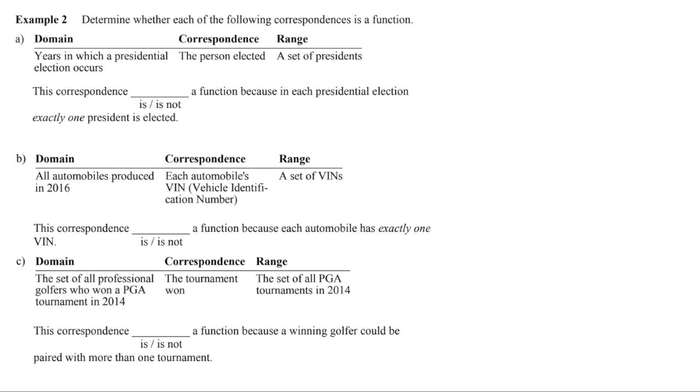Now let's look at appointing a president. Determine whether each of the following correspondences is a function. It's telling us that the domain is the year in which a presidential election occurred. The person elected is the correspondence, and we have a set of presidents. So we're having a list of all of our presidents here, the years in which an election occurs, and then the person elected is our arrow. We can say that this is a function because each election only has one president elected. We never have more than one president.